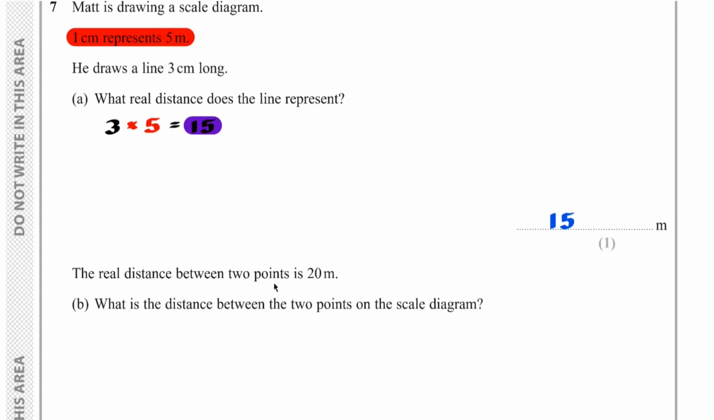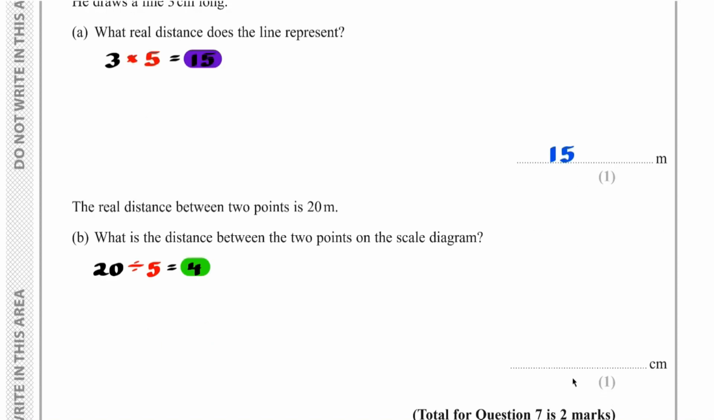The real distance between 2 points is 20 meters. Part B, what is the distance between the 2 points on the scale diagram? Well, this time we've got a real distance of 20 meters. So we have to do 20 divided by 5 to find out the distance on the scale diagram. 20 divided by 5, that's 4. Therefore, we have the distance between the 2 points on the scale diagram being 4 centimeters.